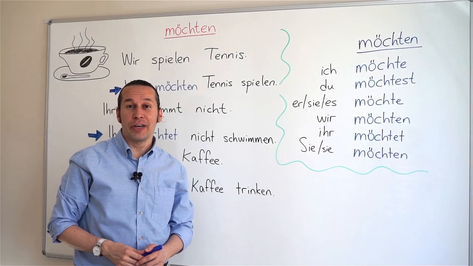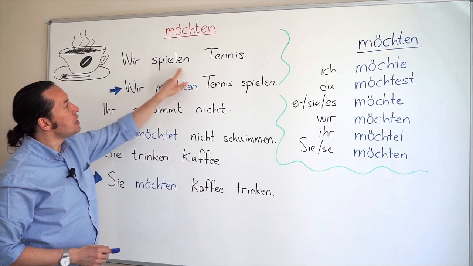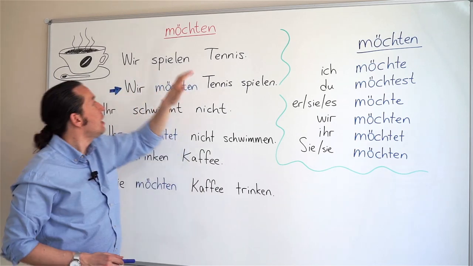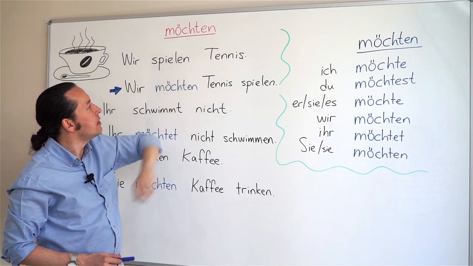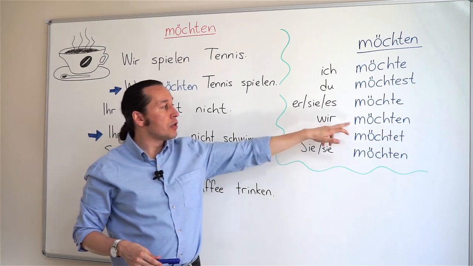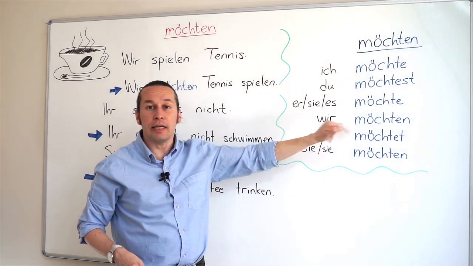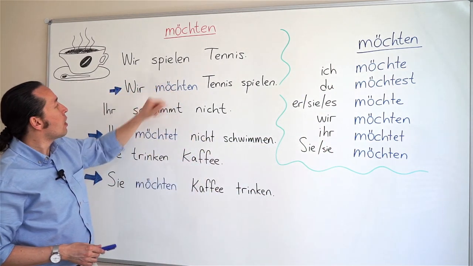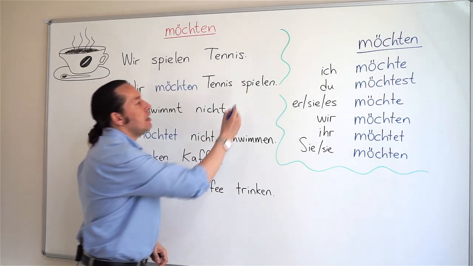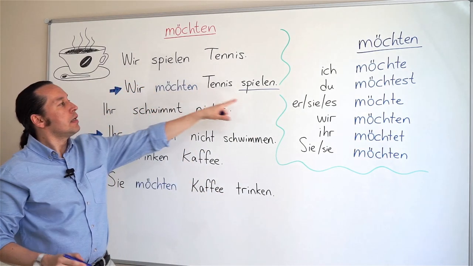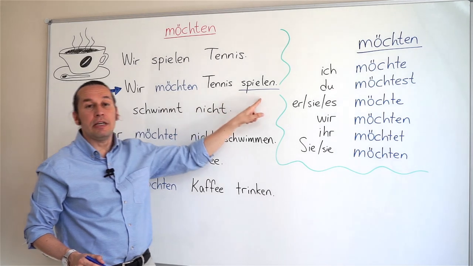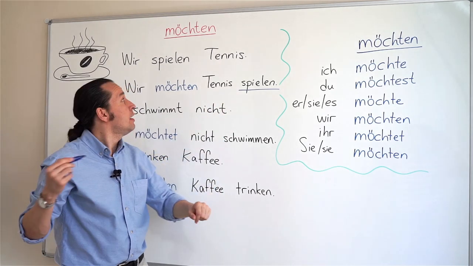Let's continue with the following examples. Wir spielen Tennis. We are playing or we play tennis. So if I say we want to play tennis, the conjugation will be möchten, just like in the infinitive form. So we are going to say wir möchten Tennis spielen. Yeah, it remains the same. We want to play tennis.